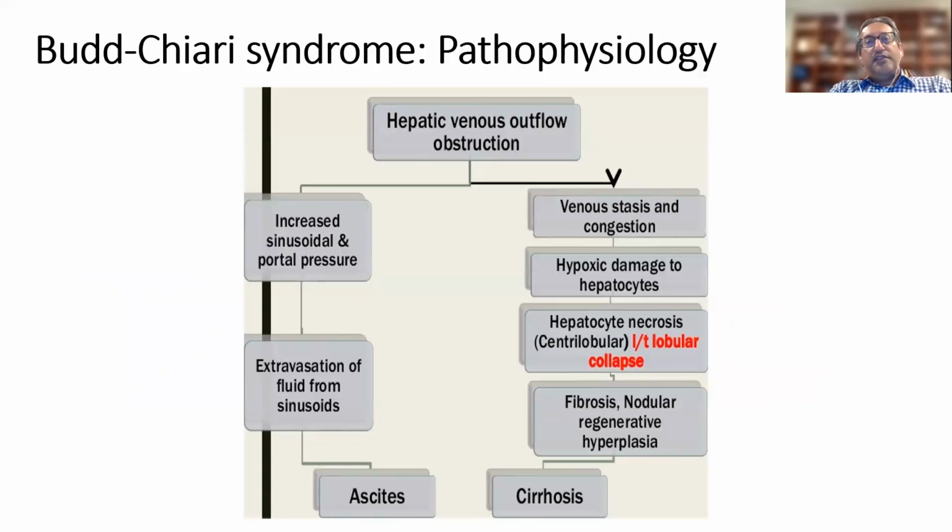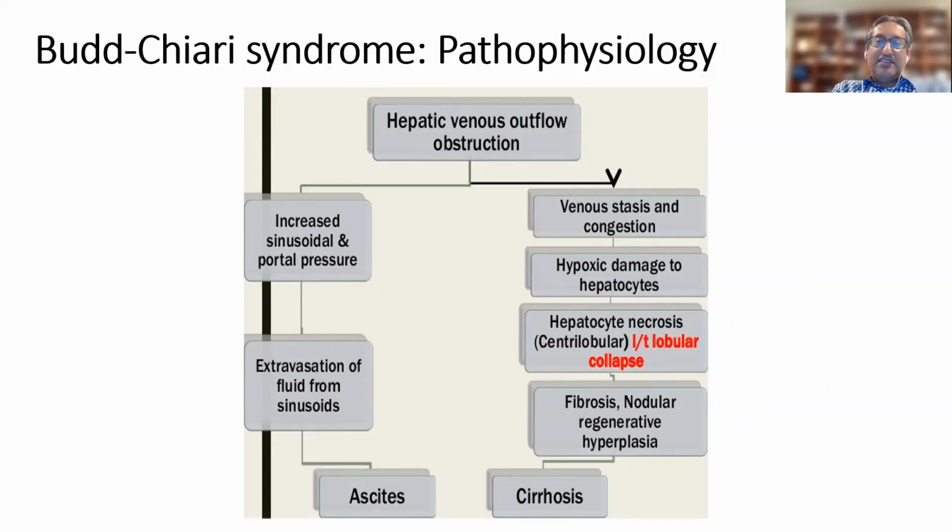If you look further at the pathophysiology, most of the symptoms and signs are because of hepatic venous outflow obstruction. When your hepatic veins are obstructed, it causes increased sinusoidal and portal pressure, which can ultimately cause extravasation of fluid from the sinusoid. One of the most common presentations in patients with Budd-Chiari syndrome is the development of ascites.